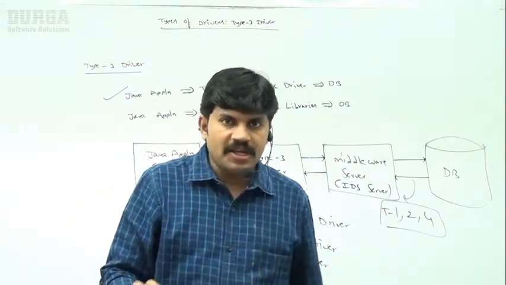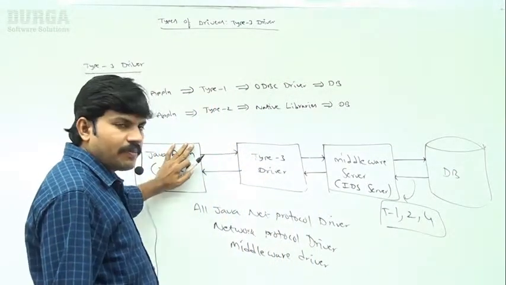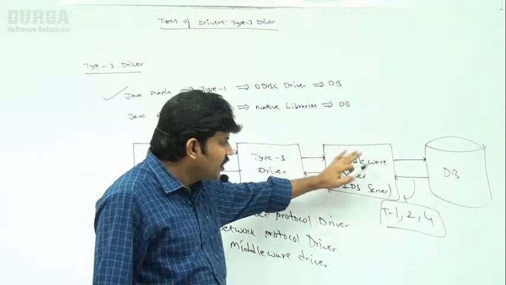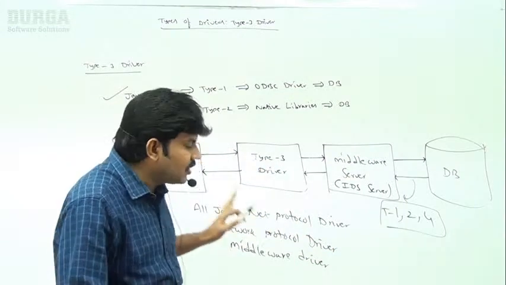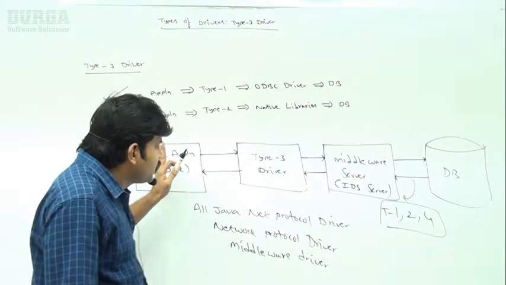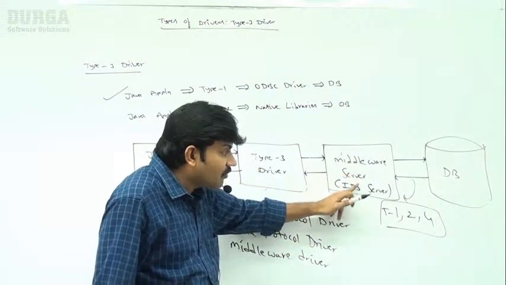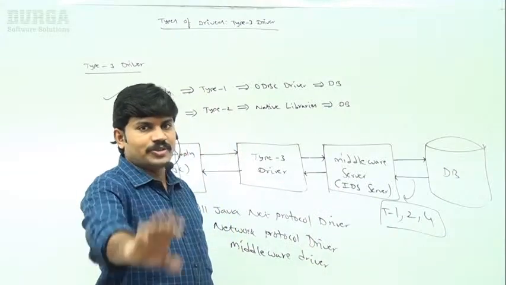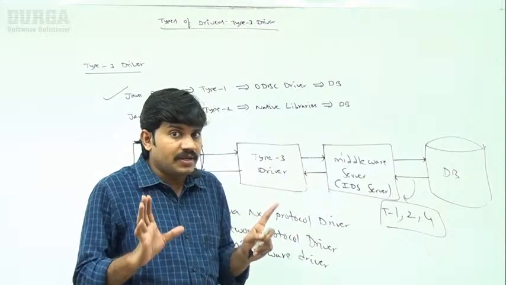So, can you explain what is the type 3 driver architecture? Very simple. Java application, type 3 driver, middleware server, and then database. The type 3 driver converts JDBC calls into middleware server specific calls. The middleware server converts middleware server specific calls into database specific calls. Clear for all of you? This is nothing but the type 3 driver, right?